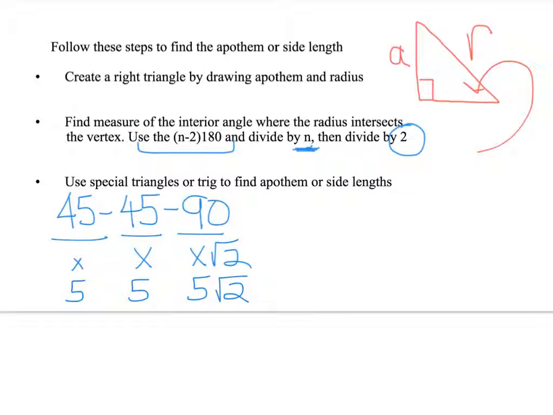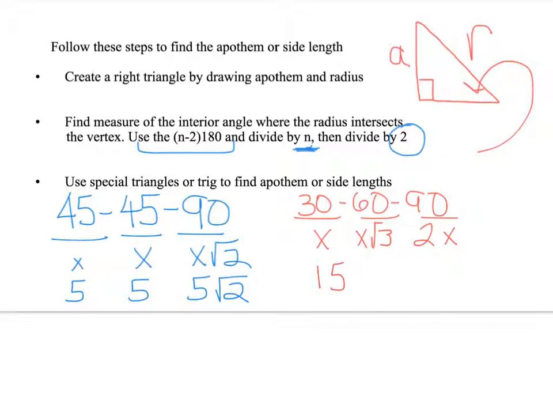Different set of rules for the 30, 60, 90. And here they are. We have x, 2x, and x square roots of 3. So if we find out that the smallest side is 15, we're going to multiply that by 2 to get the largest side, which is the hypotenuse. And the middle side is going to be 15 times the square root of 3. So those are the special triangles. If you know them, that's great. And if not, we're going to rely on trig.